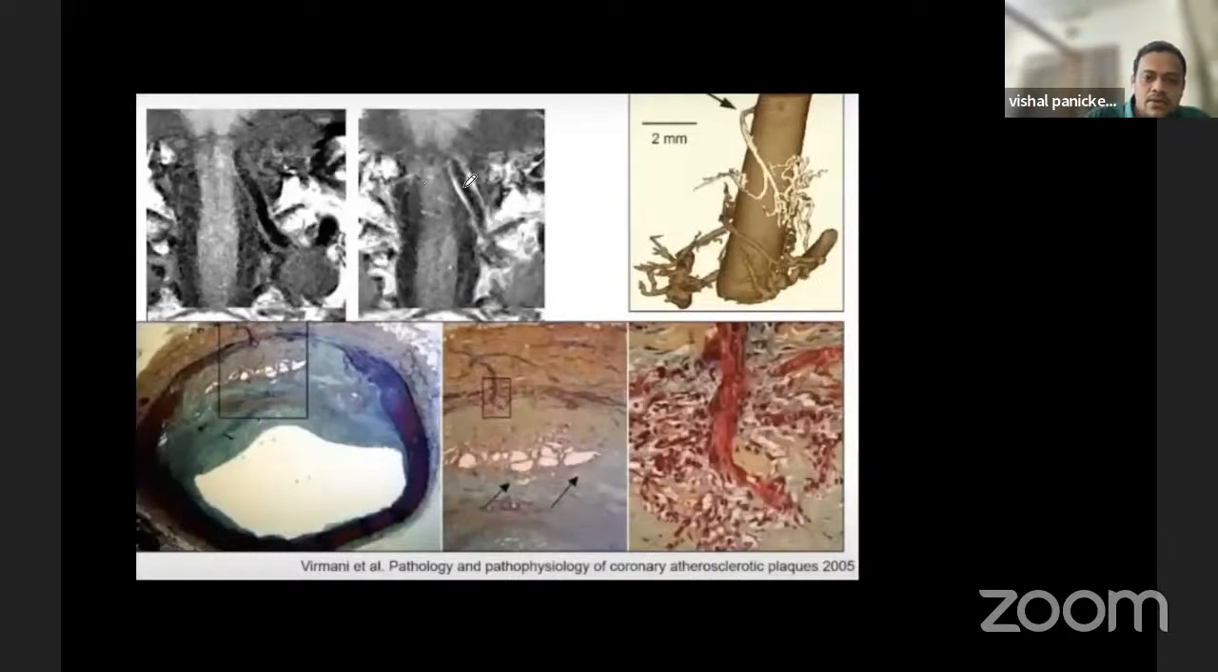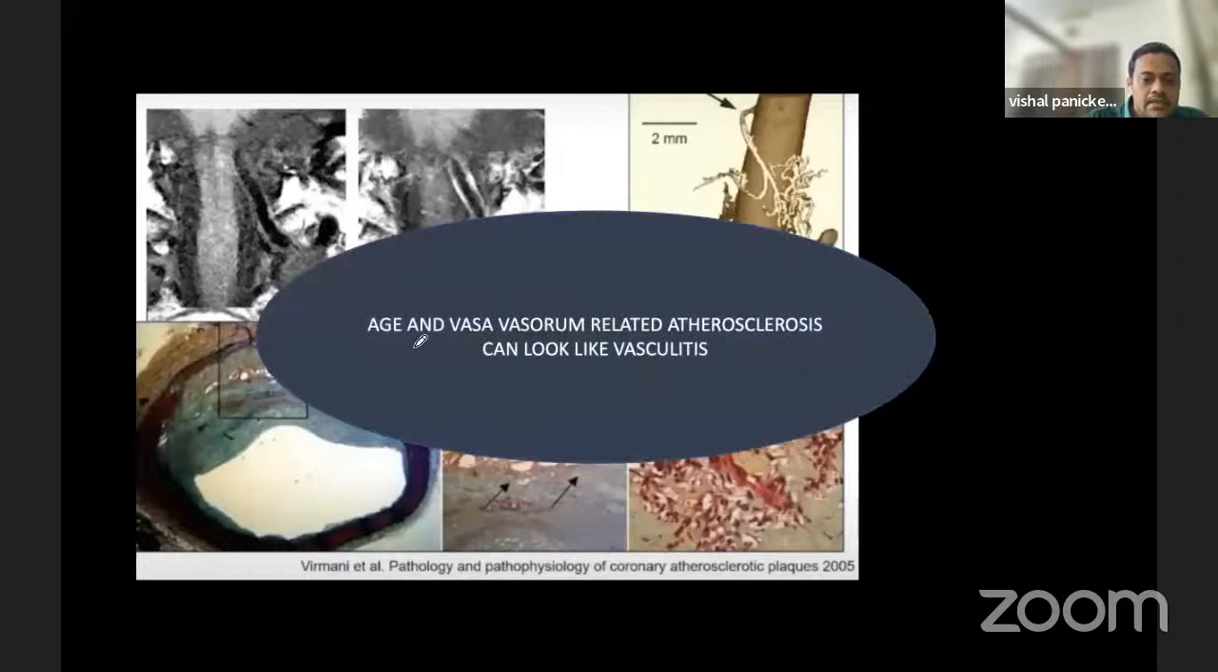This is vasa vasorum. As age advances, there is increased formation of the vasa vasorum, which will be surrounding the vessel wall. This is the vasa vasorum that supplies the vessel wall. This is the cross-sectional zoomed imaging showing the vasa vasorum that supplies the media and adventitia. As age advances, the vasa vasorum related atherosclerosis increases and which can look like vasculitis.